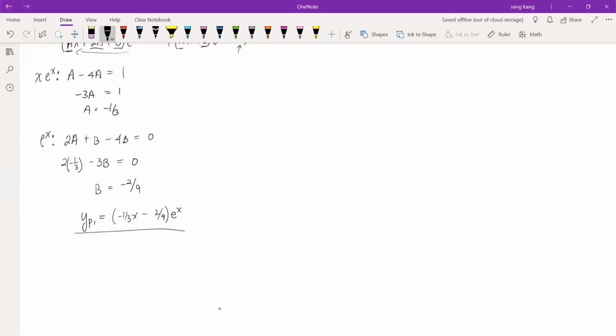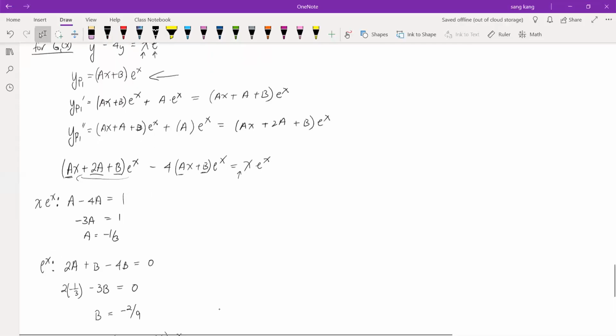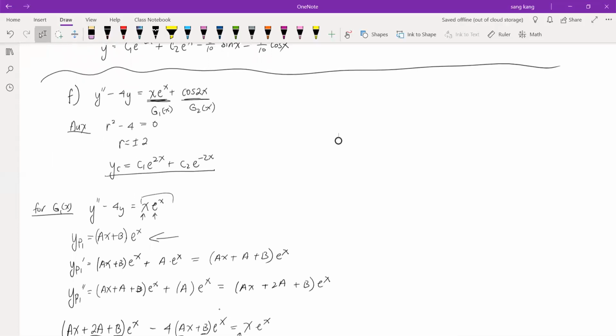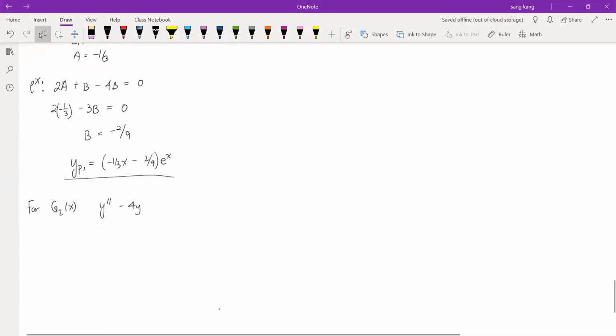And now let's look at g2 as a function of x. So y double prime minus 4y. Our g2 was this cosine 2x.